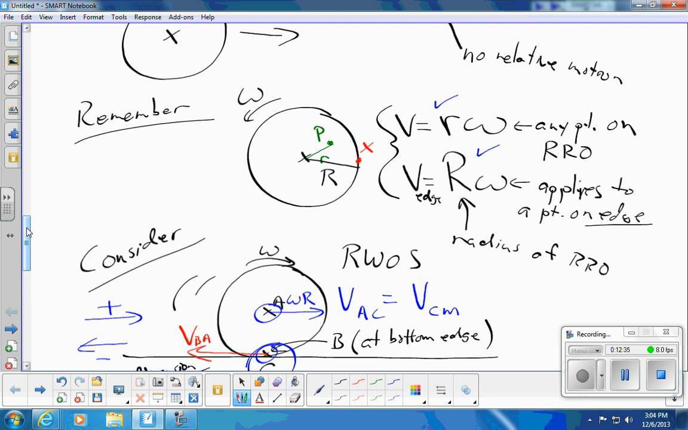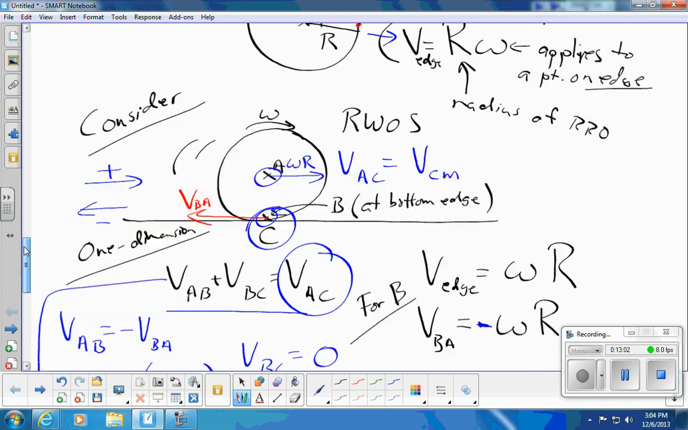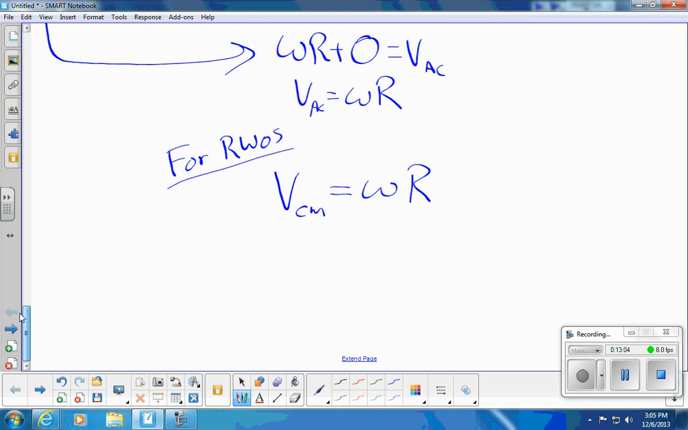They are subtly different, or maybe not that subtly. These two that we're looking at right here both refer to points on a rigid rotating object. And for those, we're getting the velocity of a point on that round thing relative to the center. So this second one is the velocity of point X relative to the center. The first one, V equals R omega, is the velocity of point P relative to the center. The formula we just came up with is actually somewhat different, even though it looks very similar.